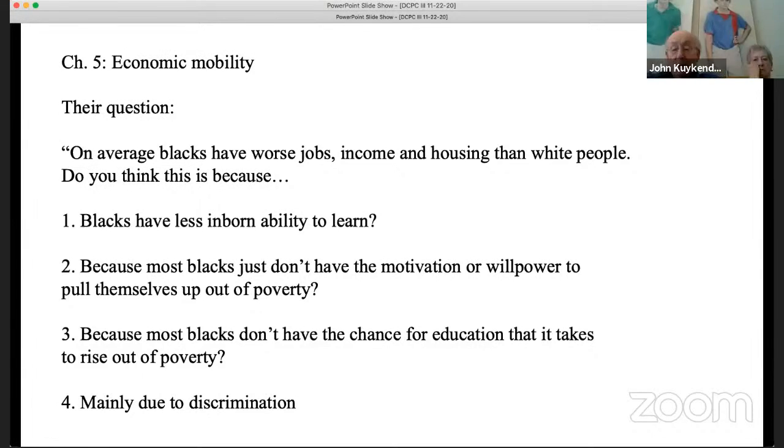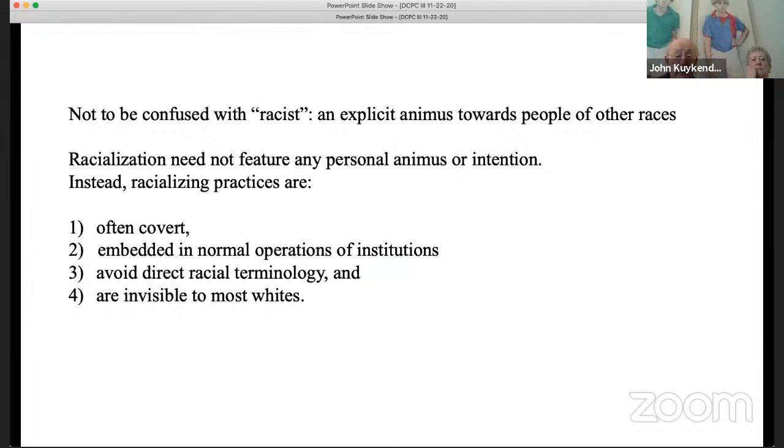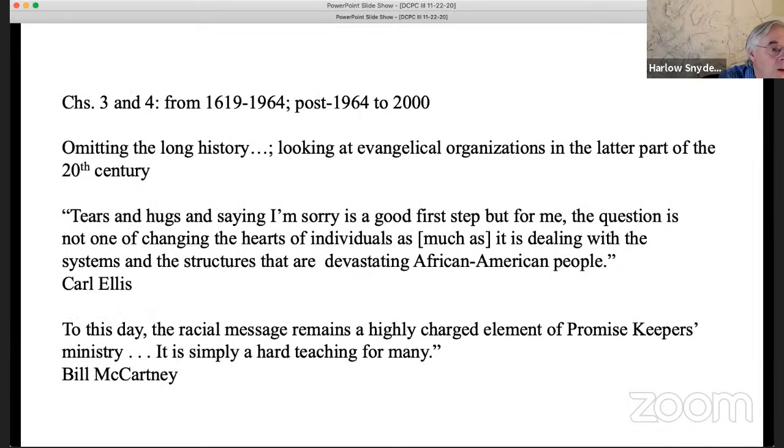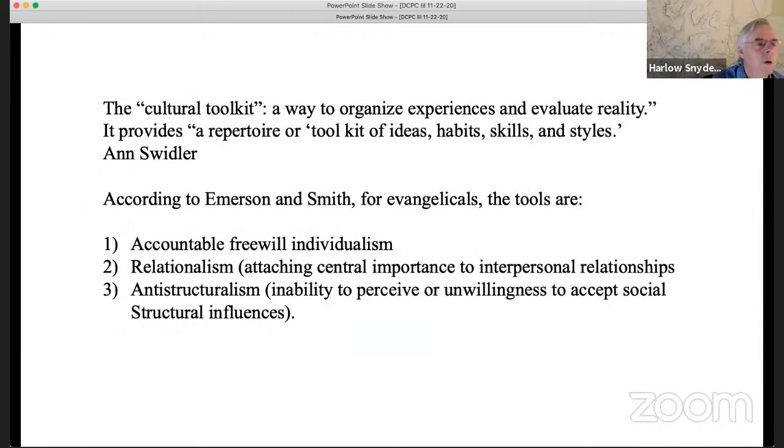Hey, Greg. Yeah. Greg, break in, please. Go back up to the toolkit again. I don't believe I understood the first one. Let me see here. Hold on. There you go. Accountable free will individualism means what?